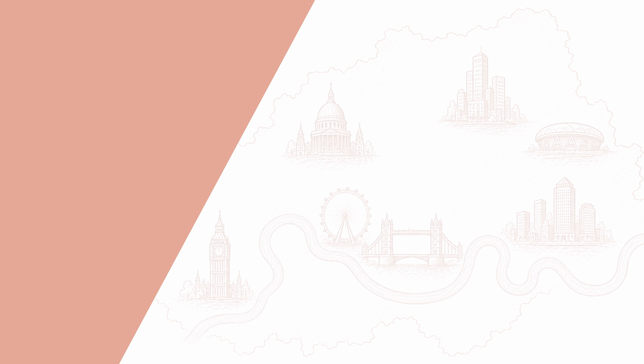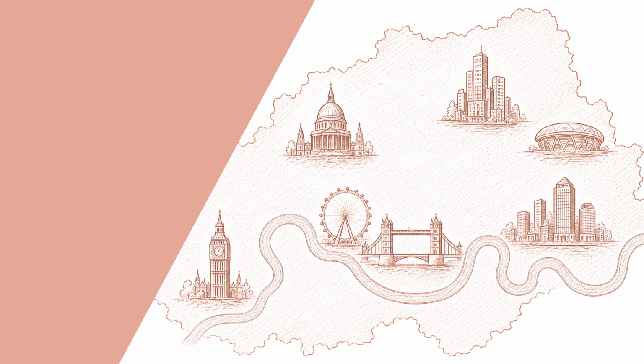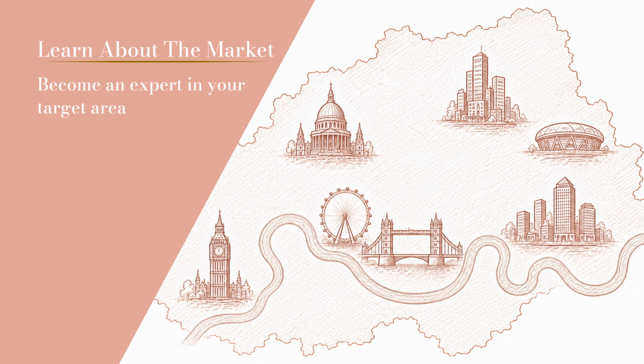So now let's look at some of those phases that I mentioned to get into investing in London. So number 1, learn about the market. I think it's pretty important that you become a bit of an expert in the area in which you're targeted. How do you target an area? What are the things to look out for?